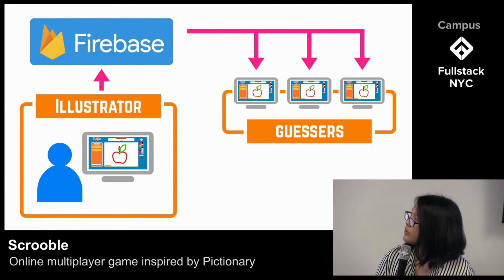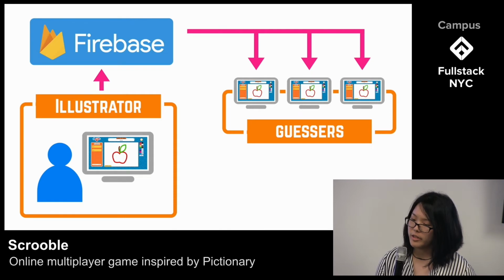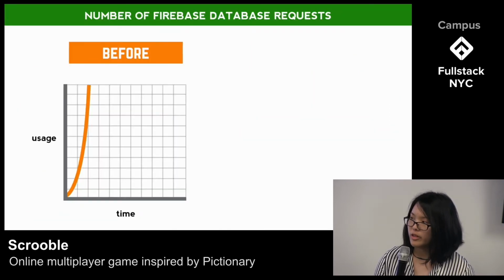Firebase was useful not only with our canvas feature, but also our guessing feature. Basically, players are allowed to guess as long as they're not the illustrator, and then their guesses are sent to Firebase and distributed to all the other players in the game. And now Michael will tell us about our optimization process.